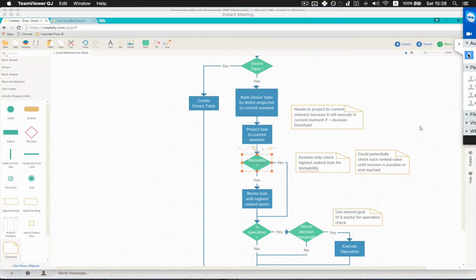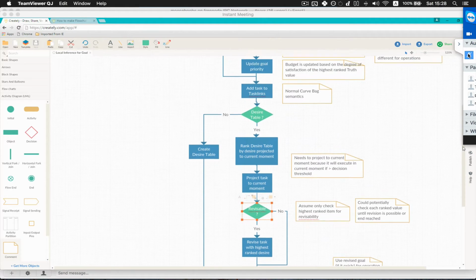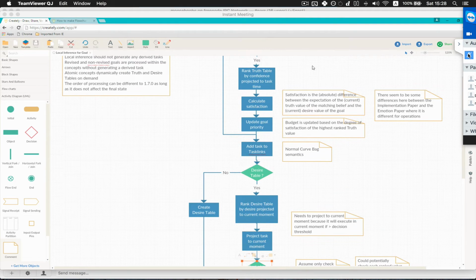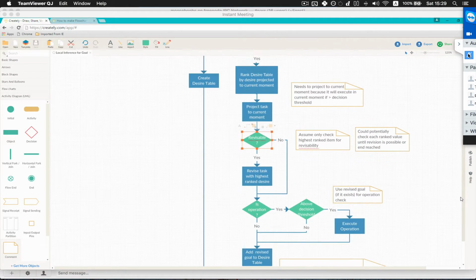That we project them to the current moment. Oh, it's the current. Sorry, you're right. It's the current moment. Yes, it's not the task moment. Ignore me, I don't know why I said that. It's because this one is projected to the task time, but the ranking is done to the current moment.